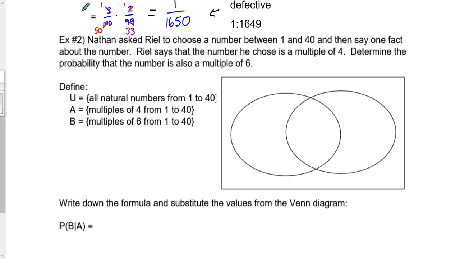Nathan asked Riel to choose a number between 1 and 40, and then say one fact about the number. Riel says that the number he chose is a multiple of 4. Determine the probability that the number is also a multiple of 6. So if we use our Venn diagram, our universal set is all the numbers from 1 to 40.